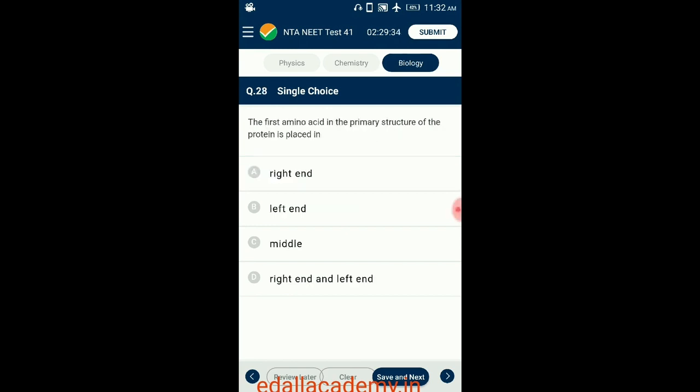Question number 28. The first amino acid in the primary structure of protein is placed in. In the primary structure of protein, the left end is represented by the first amino acid and the right end is represented by the last amino acid. So the answer for this question is option B, left end.